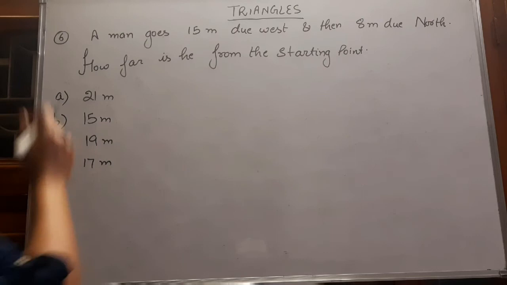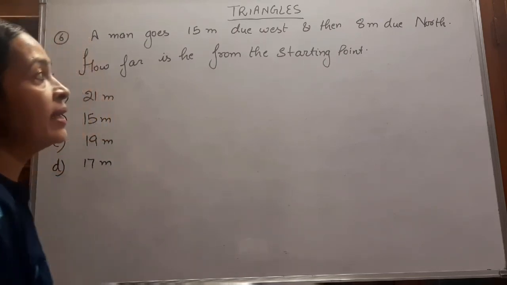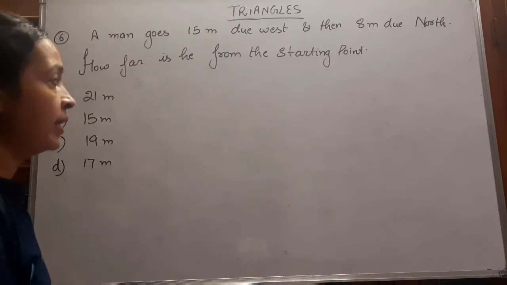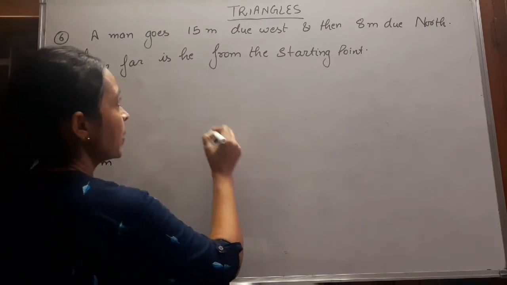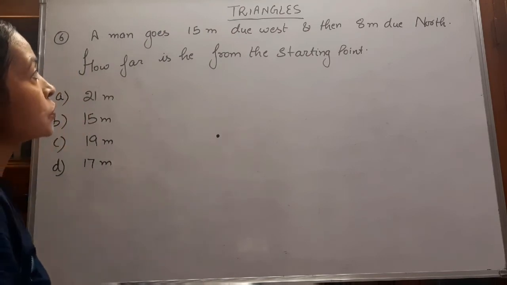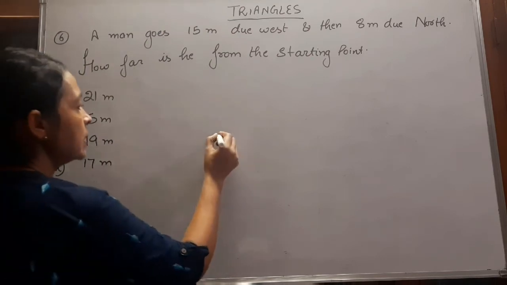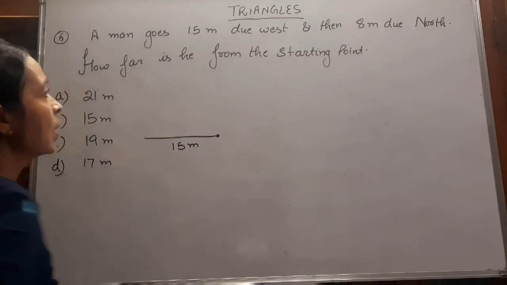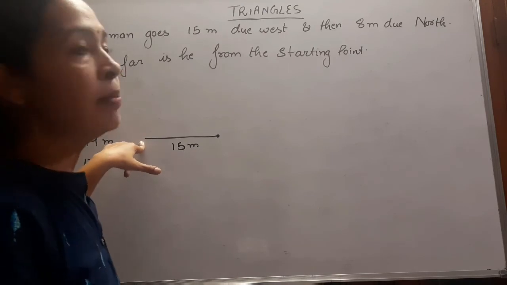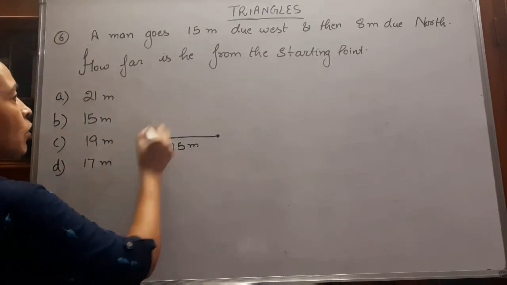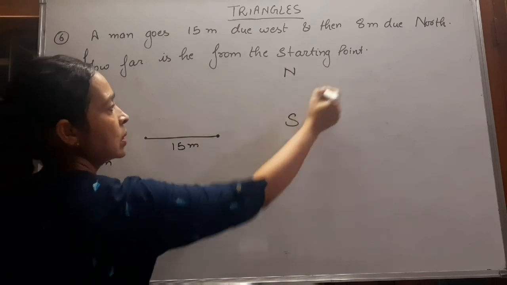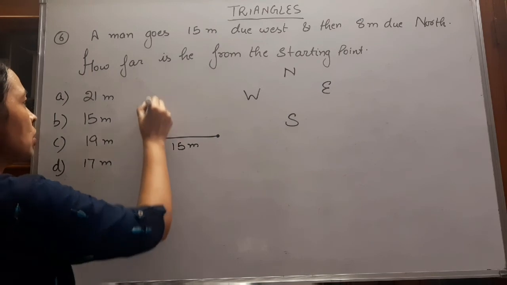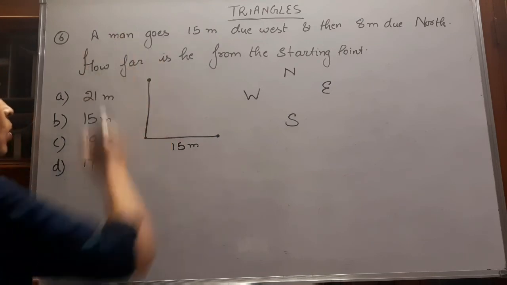A man goes 15 meter due west and then 8 meter due north. How far is he from the starting point? Let the man start from here. He goes 15 meter due west, in the west direction. From here, he goes 8 meter due north. Here we have north, south, east, west. From here, he went north. Let's say the man is here now.